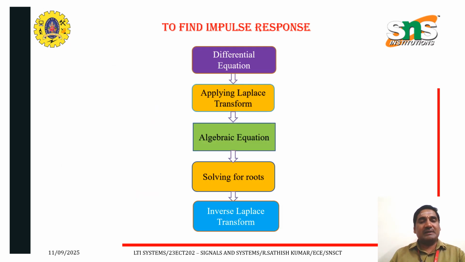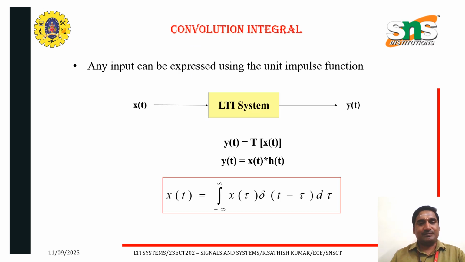How to find the impulse response of the system? First, we find the differential equation. From the differential equation, we apply the Laplace transform to get an algebraic equation and then solve for the roots. When we apply the inverse Laplace transform, we get the impulse response of the system.